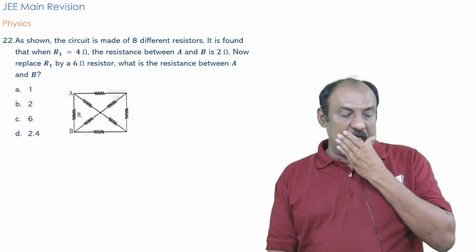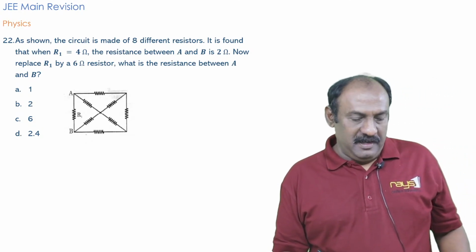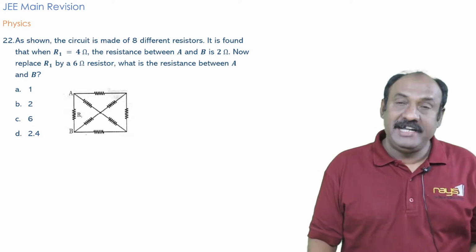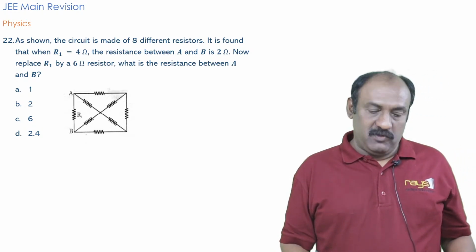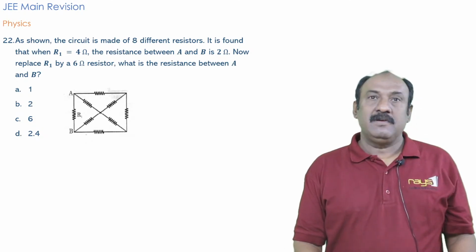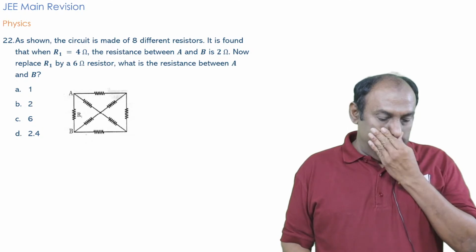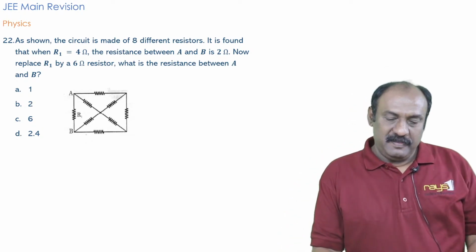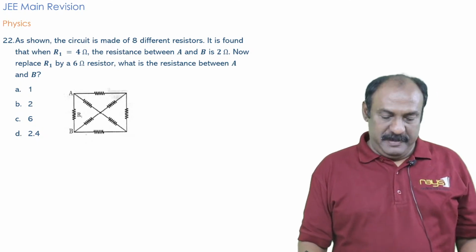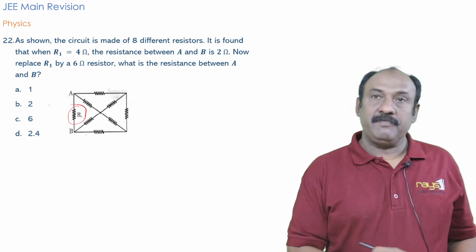Question number 22. As shown, the circuit is made of 8 different resistors. It is found that R1 equals 4 ohm and the resistance between A and B is 2 ohm. Now replace R1 by a 6 ohm resistor. Then what is the resistance between A and B? Consider this one as R1.